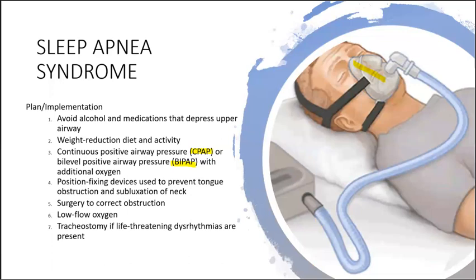So again, other plans we could have for this patient would be, we can carry out surgery to correct this obstruction. We can also place him on low flow oxygen and tracheostomy if life-threatening dysrhythmias are present. And again, this would only be unplugged during sleep.